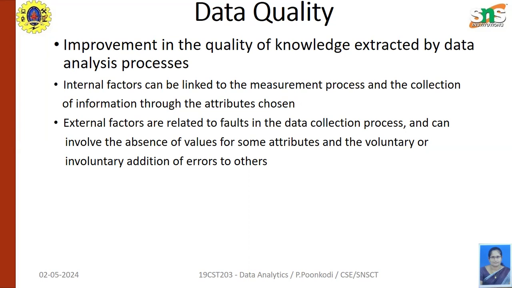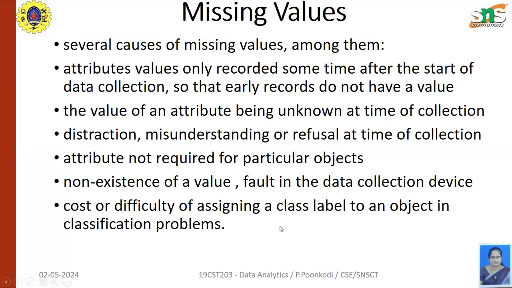Data quality is ensured by internal factors and external factors. The internal factors are linked to the measurement process, the collection of the attributes, and the collected information we have chosen for the analysis process. The external factors are the faults which may occur during the data collection process, and may also involve some absence of values. This may lead to an involuntary addition of errors, which will affect the quality of the data we are going to extract.